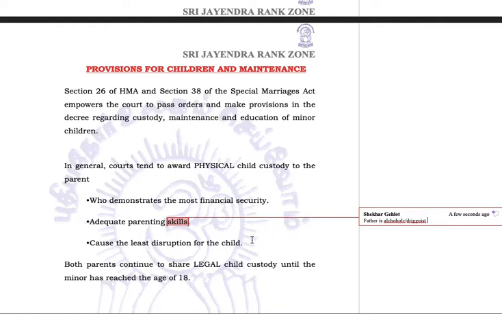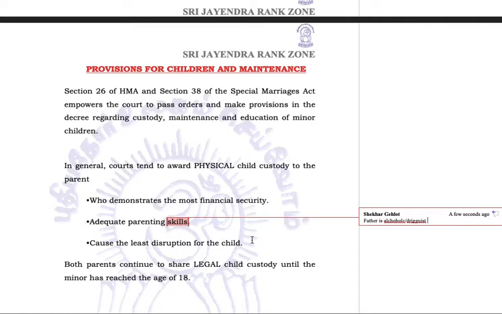Cause the least disruption to the child. We'll send the child to that parent with whom staying will cause least disruption to the child, and that could be the financial factor, the parenting skills, or so many other factors. Location. If the mother is living in the village, father is living in the town, then definitely court will feel that town is the best place for the growing children because of school, hospital, all the facilities.